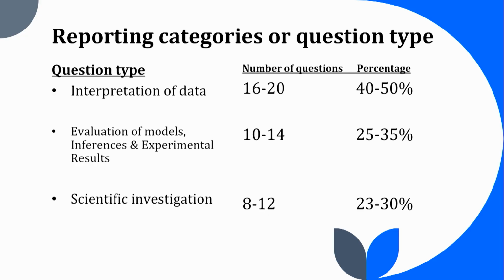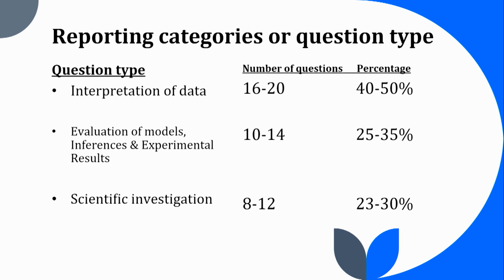So when we're talking about the types of questions on the ACT, what we often call them is reporting categories. So when you hear me say reporting categories, I'm talking about the types of questions you might get. Okay, so here are the 3 different types of questions you'll get. You'll get questions that ask you to interpret data. So these are the ones that have you go look at a table or look at a graph and you're trying to figure out what's going on there. Okay, you usually get 16 to 20 of those questions, and that makes up about half of the test.